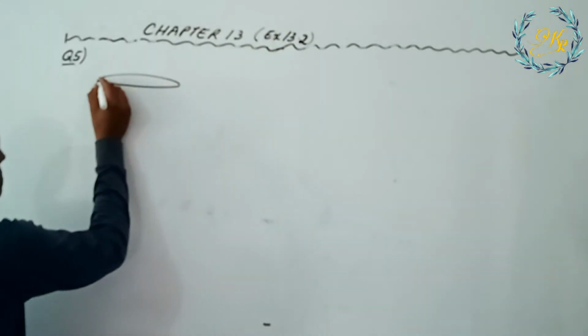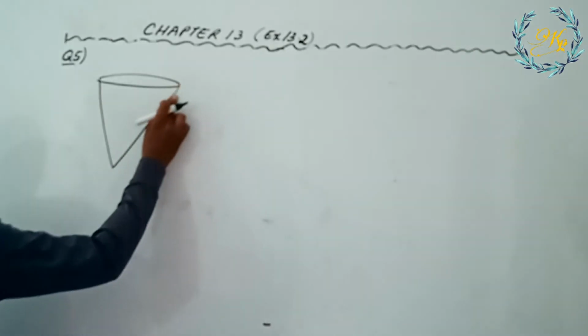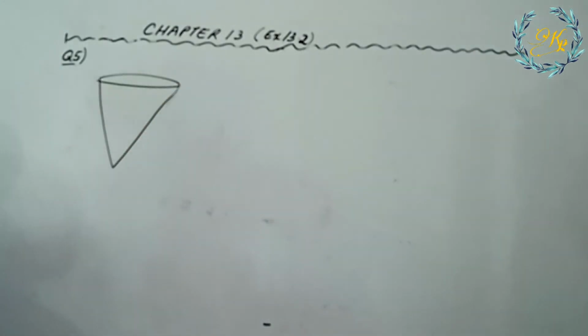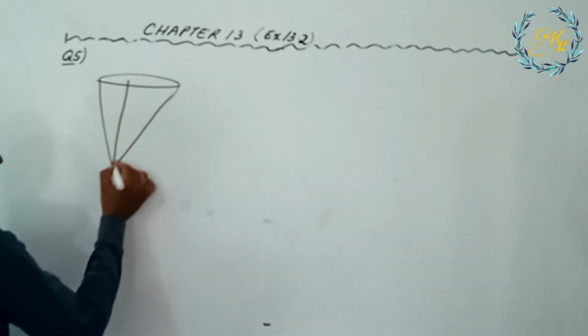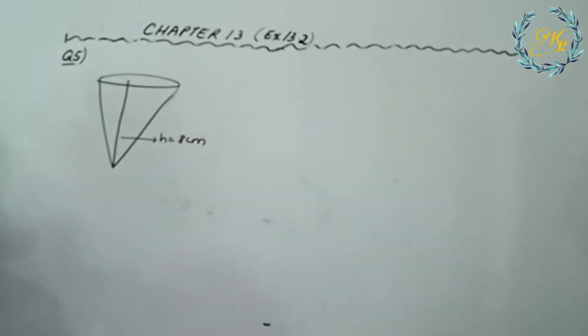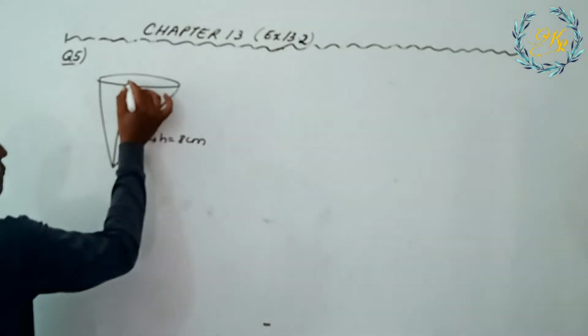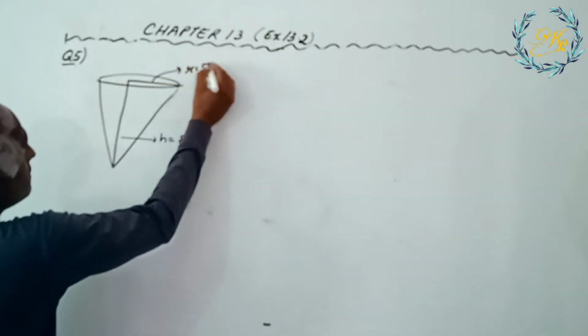Let's draw the cone. The height of the cone is 8 centimeters. We are also given the radius of its top, which is open, is 5 centimeters. So you can see it's an open end here, and the radius of it is 5 centimeters.